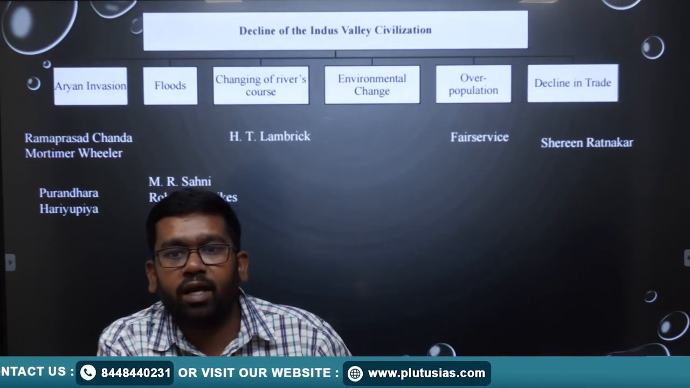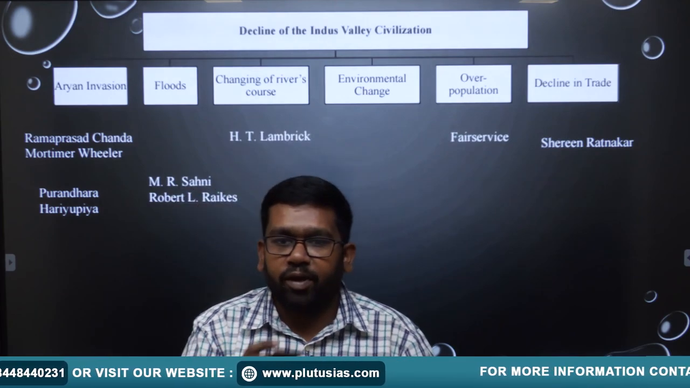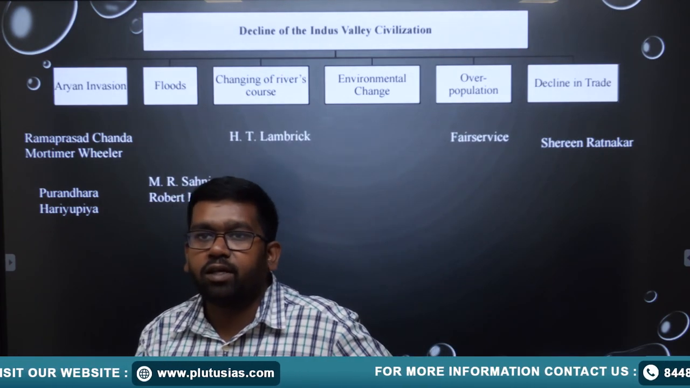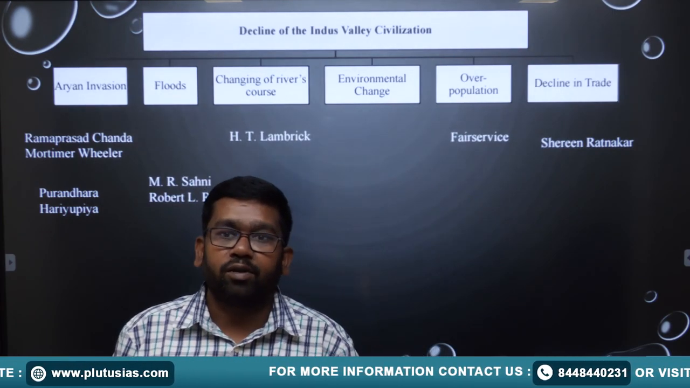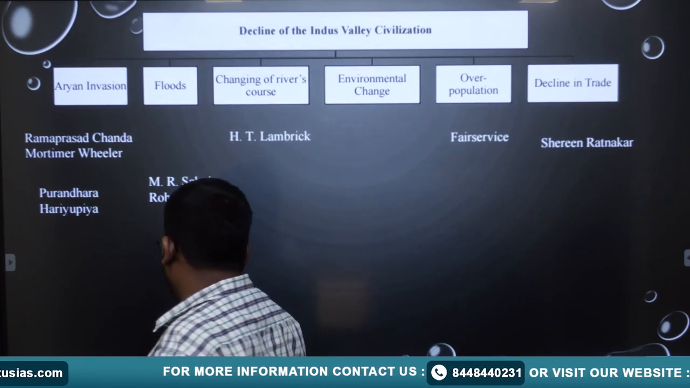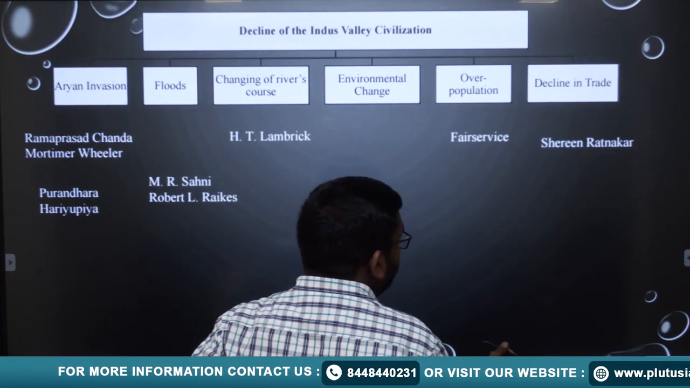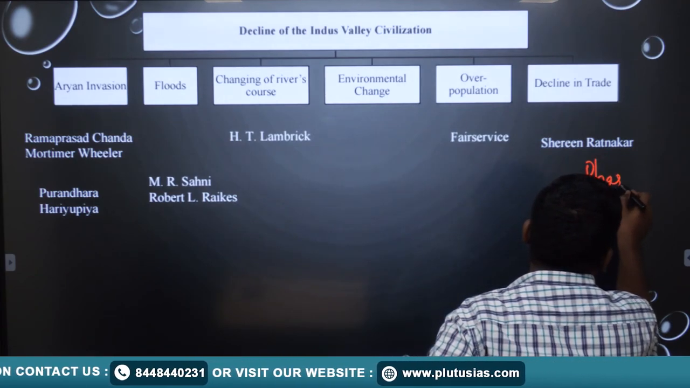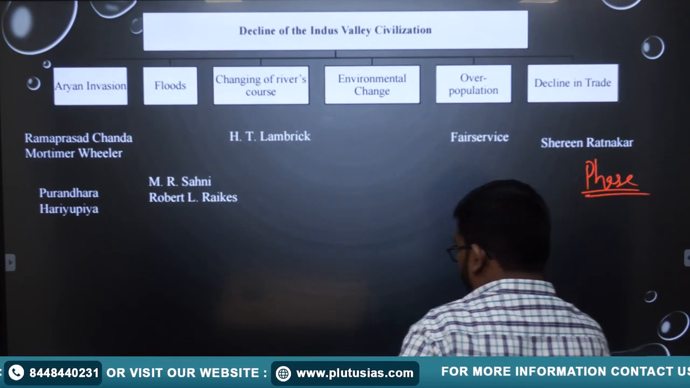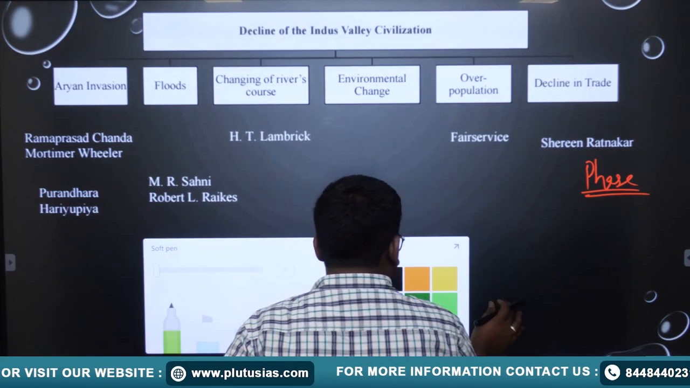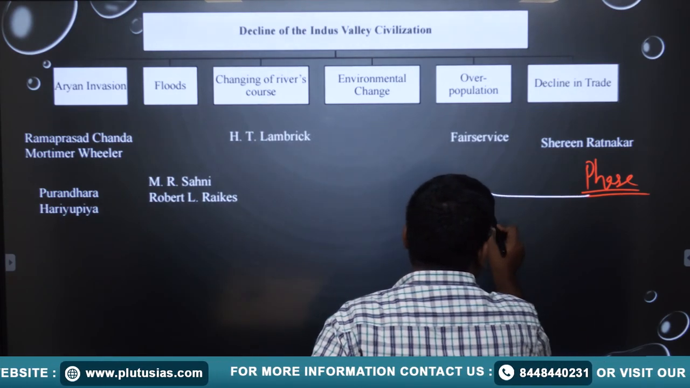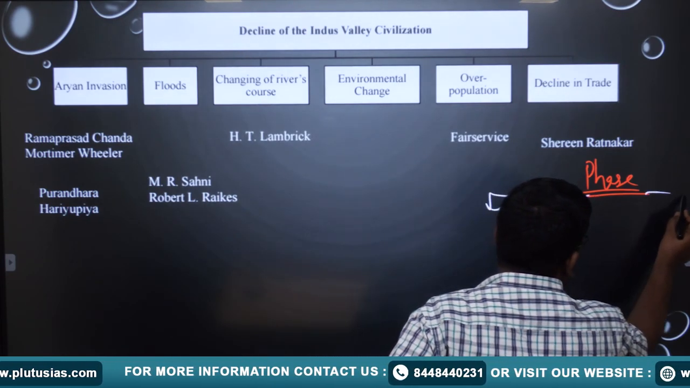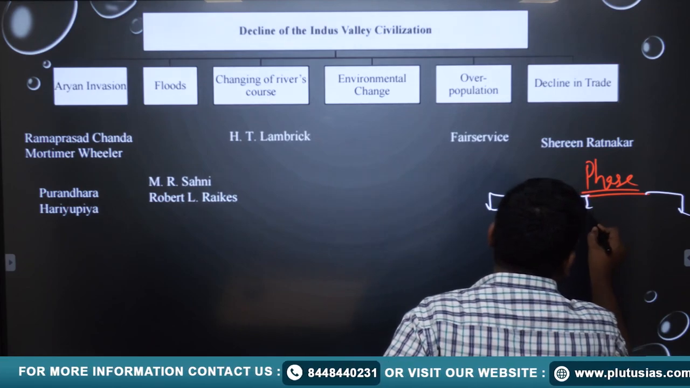So do you know there are many arguments about the decline of Indus Valley civilizations? I will be just telling you in brief that the Indus Valley civilization is divided into three different phases. If we discuss the phases, the general view is that there are three phases. How many phases? Three phases.